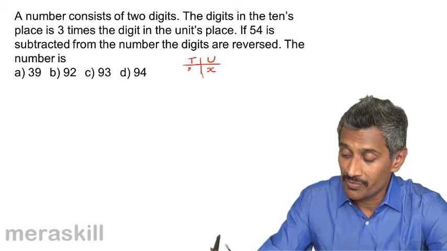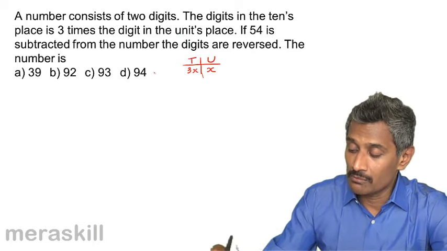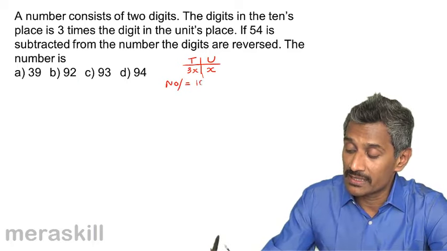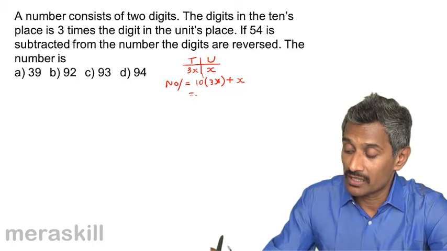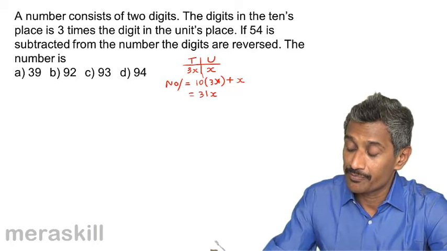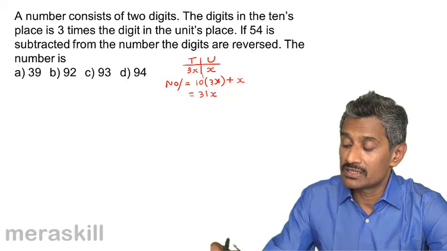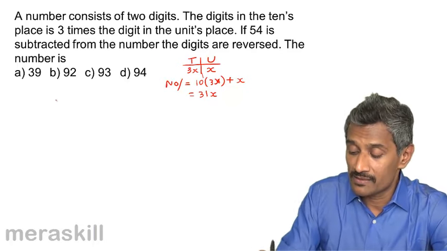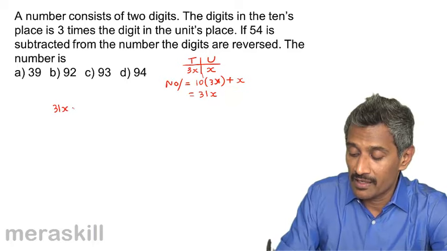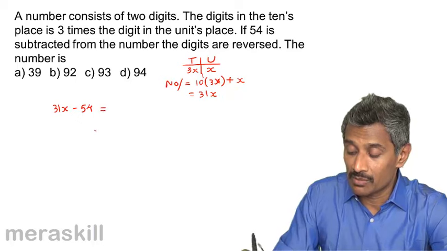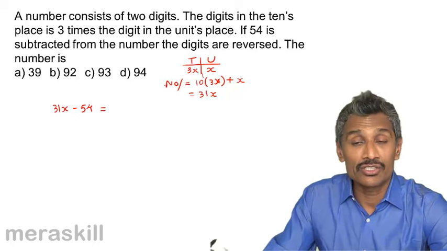So that means 3x. So the number is going to be 10 into digit in tens place, that is 10 into 3x plus 1 into digit in units place, that is x. So you get 31x. If 54 is subtracted from the number, the digits are reversed. That means from this 31x, if you subtract 54, you get a number which is obtained by interchanging the digits.